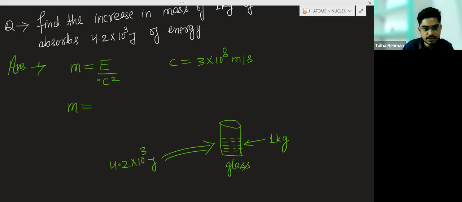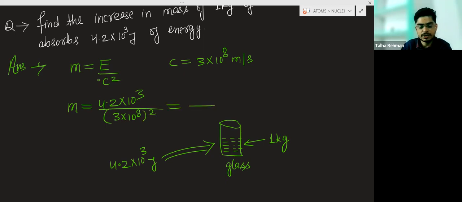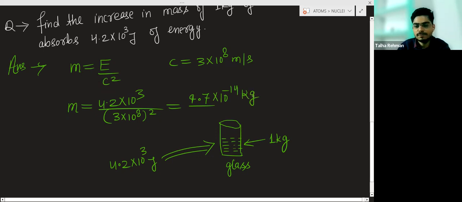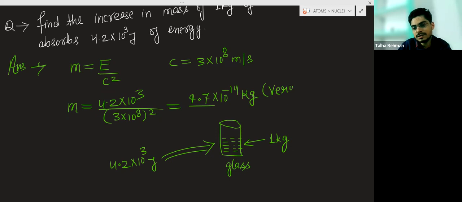So increase in mass is equal to energy supplied, 4.2 into 10 to the power 3, divided by 3 into 10 to the power 8, whole square. I already did the calculation, so you will get 4.7 into 10 to the power minus 14 kg. So this mass is very small. Increase in mass is very small.